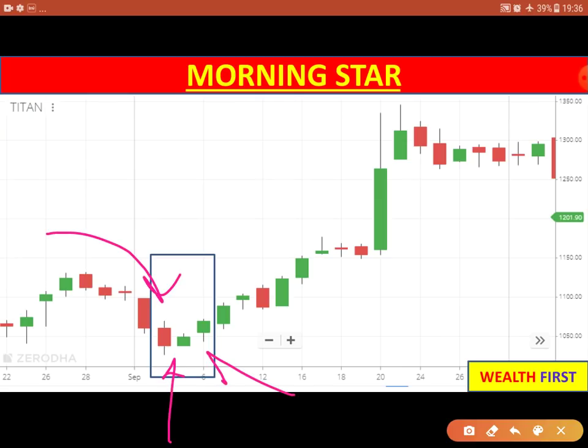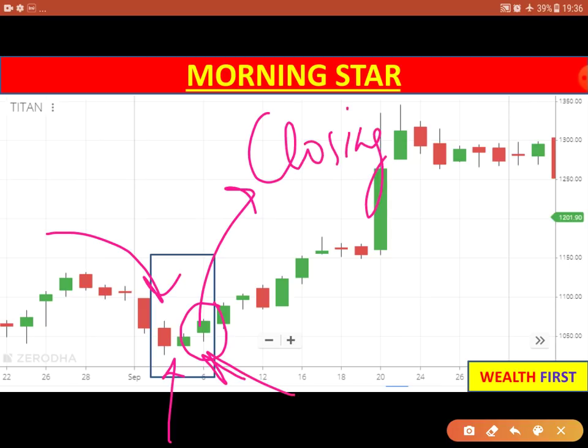Again a green candle formed here. What you just need to be specific about is that the closing price of the confirmatory candle should be above the closing price of this bearish candle.